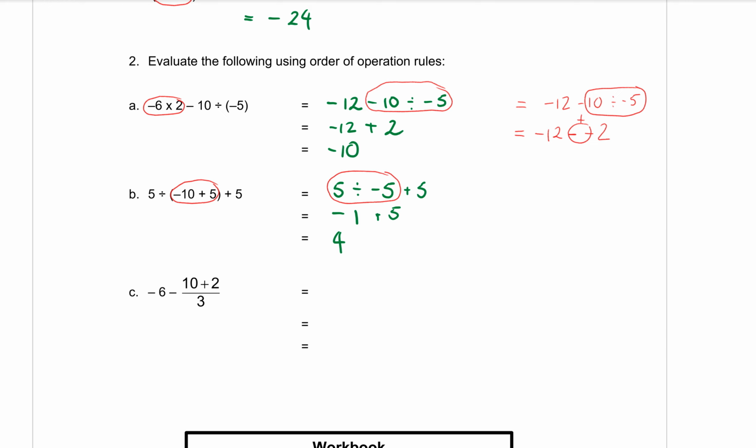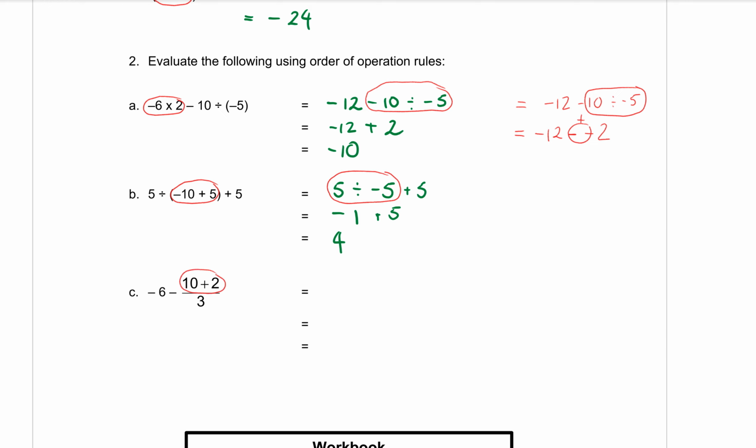Now we have a fraction line in there. When you have a fraction, it is like putting brackets in there. If there is like that 10 plus 2 that's on the top, I'm going to need to do that first, okay? Because that fraction is like, so it's grouping them together. So this is actually the first thing that I need to do.